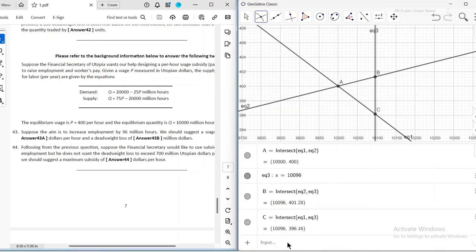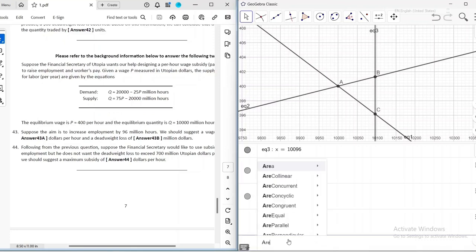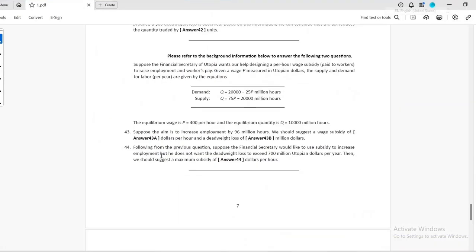So the distance B comma C, this is 5.12. All right, so this is the answer to the first question. And deadweight loss is simply the area BAC. This is 245.76.